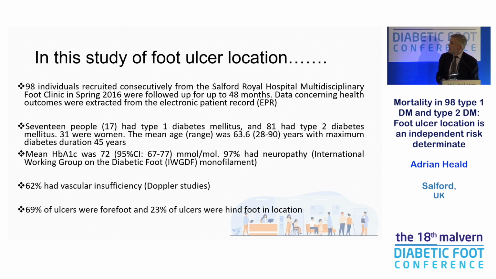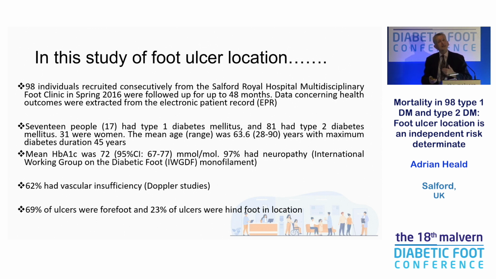So we recruited 98 individuals, consecutively, in the Salford Royal Multidisciplinary Foot Clinic in 2016. 17 of the 98 had type 1 diabetes mellitus, 81 had type 2. The mean age was 63.6, with an age range of 28 up to 90. HbA1c not great, mean HbA1c 72, very much in keeping with the Eurodial findings. 97% had neuropathy. 62% had evidence of vascular insufficiency on the basis of Doppler studies.